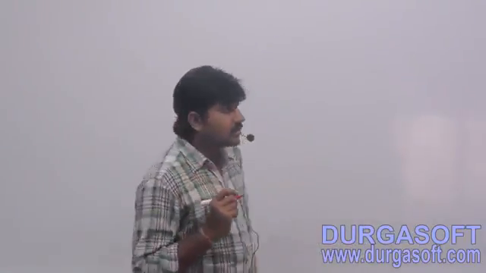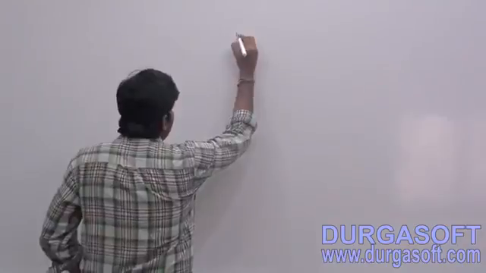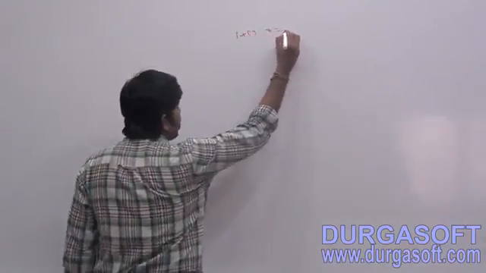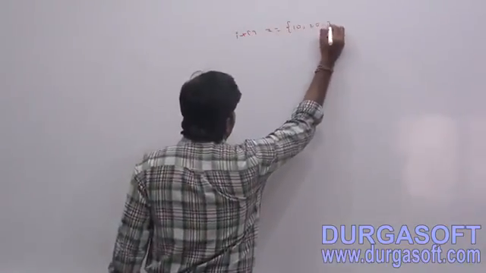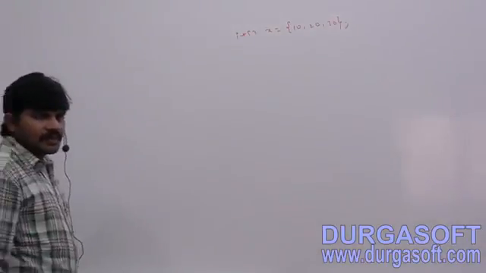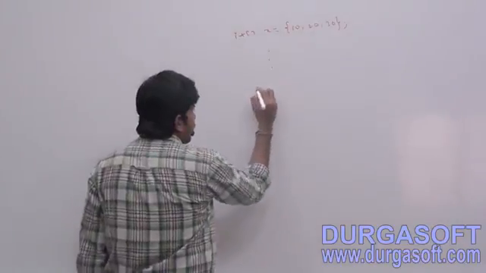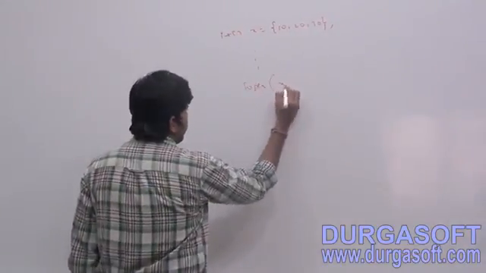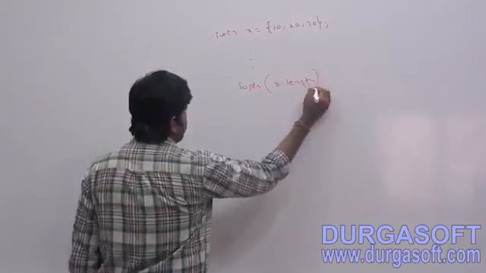Then immediately you may ask: suppose I am declaring an array, int array x is equal to 10, 20, 30. Can you tell what is the name of this array? X. Can you tell how many elements are there? X dot length.